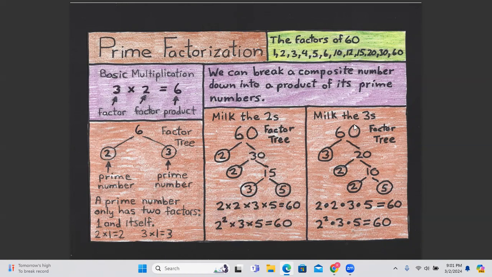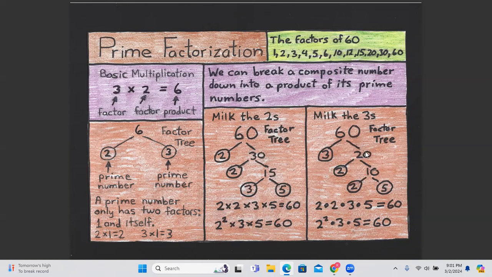And let's go over to our second part, in which we're going to milk out a 3. And notice that the 3 is right here. And guess what? Notice that the 5 is here. We're just going to prove to you that even if you milk out a 3, you're still going to come out with the same prime factorization. So let's prove it. Since we're going to milk out a 3, 3 is a prime factor. We know that 3 times 20 will give us 60.